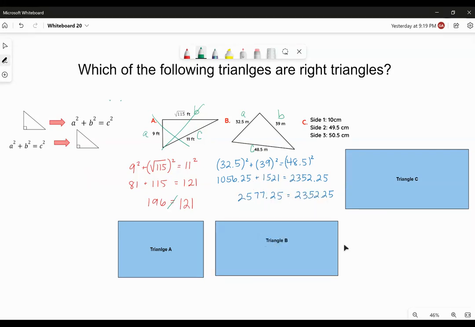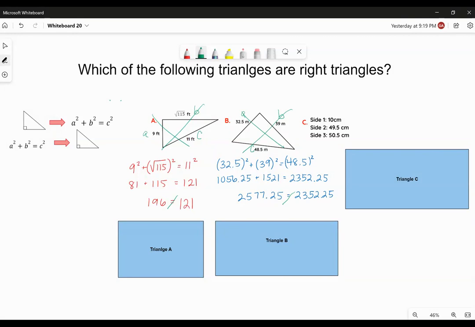And then doing that, we get 32.5 squared is equal to 1056.25, and 39 squared is equal to 1521. 48.5 squared is equal to 2352.25. And then when we add up the left side, we end up with a statement that says 2577.25 is equal to 2352.25. And since we know that's not true, then we also know that triangle B is not a right triangle.